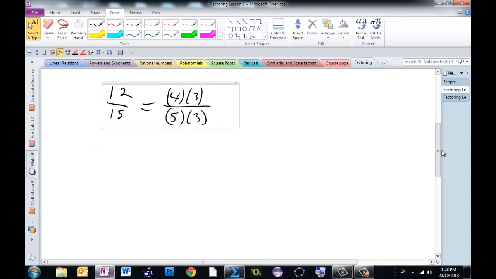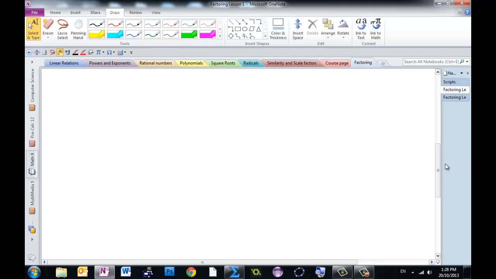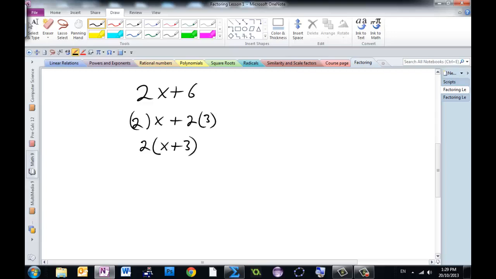Let's start small. If we have 2x plus 6, we can write it as 2 times x plus 2 times 3. And you can see it has a common factor of 2. Each term has a common factor of 2, and we can factor it out like this: 2 times x plus 3. In fact, I can factor out any number or variable that all the terms of a polynomial have in common.